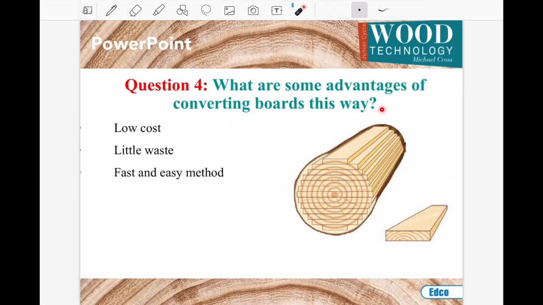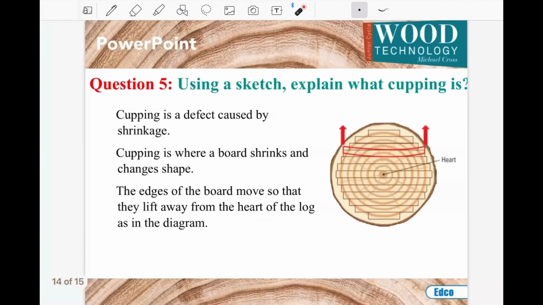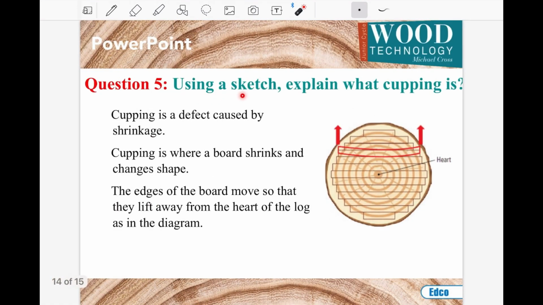Some advantages of converting boards through and through. That's why I highlighted the positives and negatives in those lists as we went back along through the page. So low cost is a positive, little waste, and it's fast and easy. Then it says question 5, using a sketch, explain what cupping is. So basically that is the sketch that I drew back on that slide.